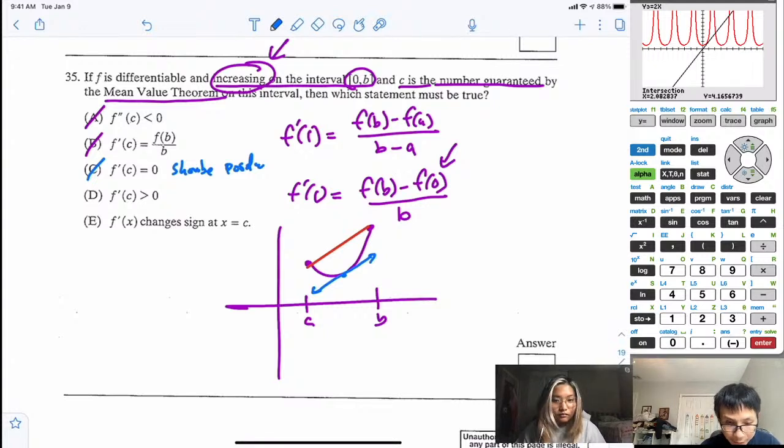Then let's go down to D. D is probably the best one because the function is increasing, so f prime of c has to be positive. So this one I cannot find anything wrong with it. And f prime of x changes sign at x equal to c. Not necessarily. They don't have to change sign. We can go straight up like this. It doesn't have to change sign. It's always positive. So E is not right.